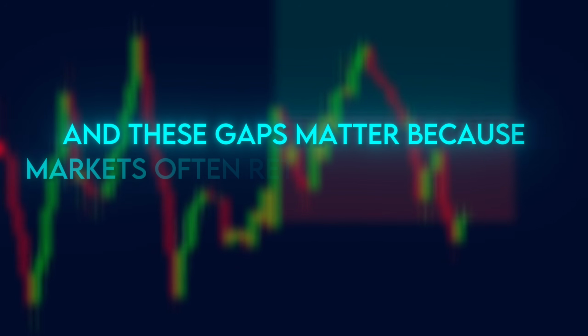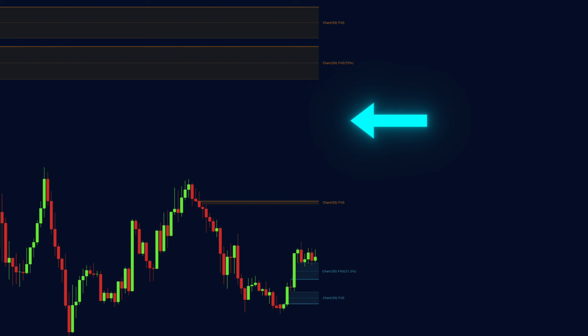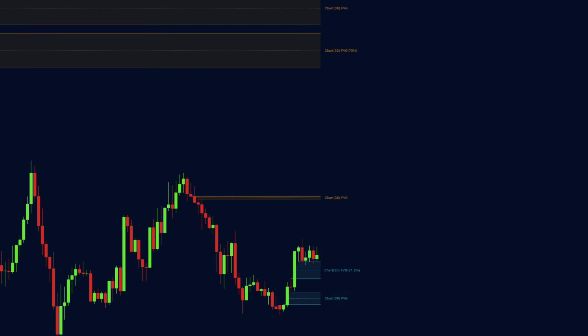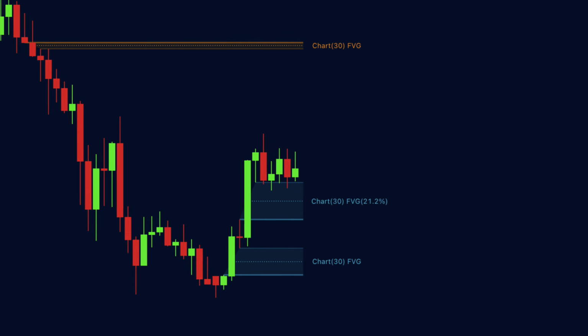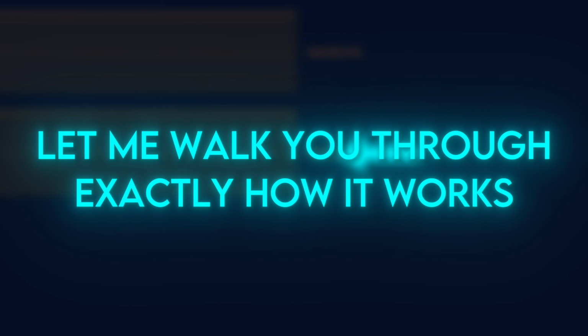And these gaps matter because markets often return to them later to rebalance liquidity. This indicator automatically tracks those inefficiencies for you, showing where price skipped trading, which zones are still open, and which ones have already been filled. Let me walk you through exactly how it works and how to trade it.